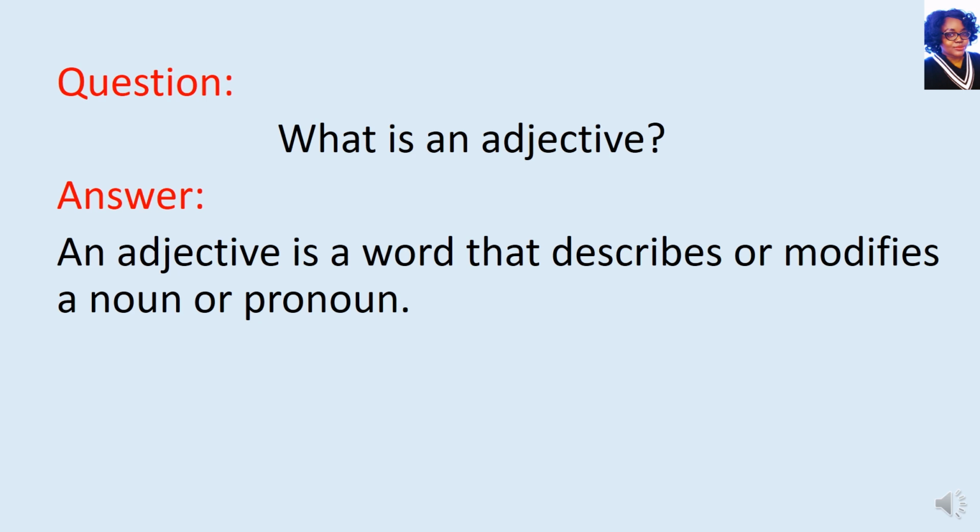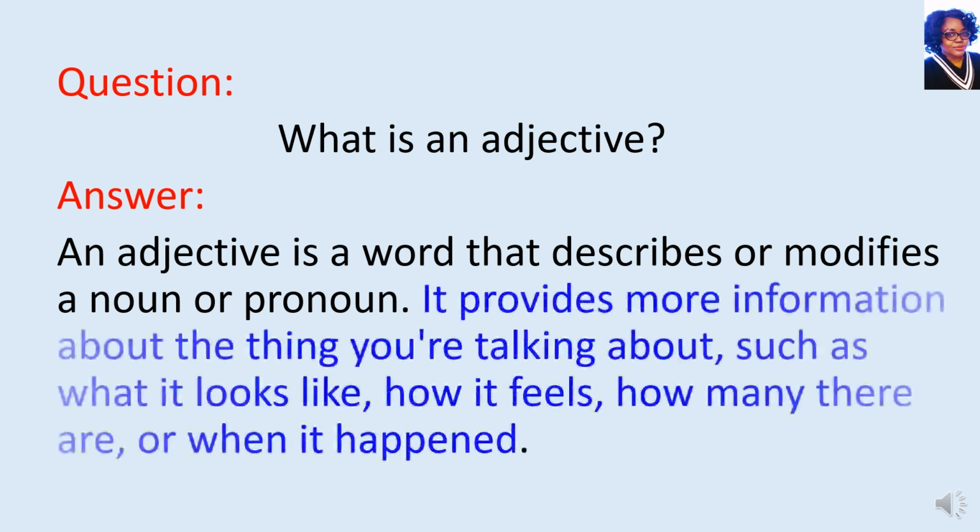Question: what is an adjective? Answer: an adjective is a word that describes or modifies a noun or pronoun. It provides more information about the thing you're talking about, such as what it looks like, how it feels, how many there are, or when it happened.